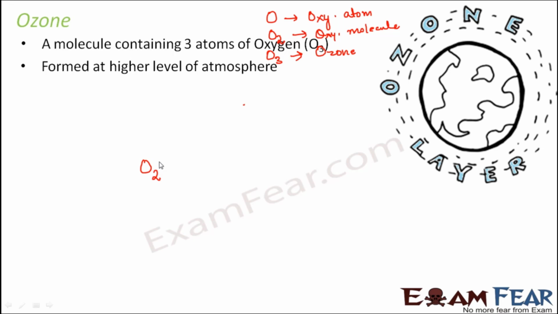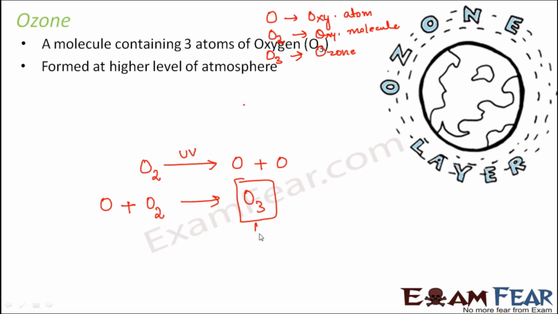Now, in the higher layers of the atmosphere, ultraviolet radiation is able to reach, because the atmosphere acts as a blanket for ultraviolet radiation, but the top layers of the atmosphere receive ultraviolet radiation to some extent. So in the presence of this ultraviolet radiation, the oxygen molecule breaks into two oxygen atoms. Now one of these oxygen atoms again combines with an oxygen molecule to form the ozone molecule. So this is how ozone is formed.